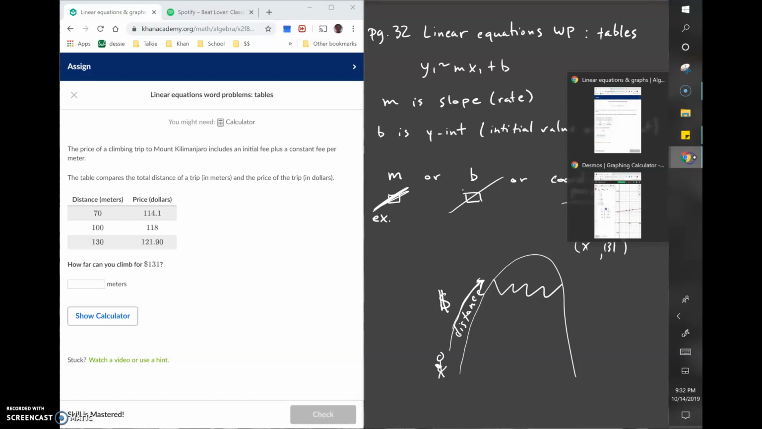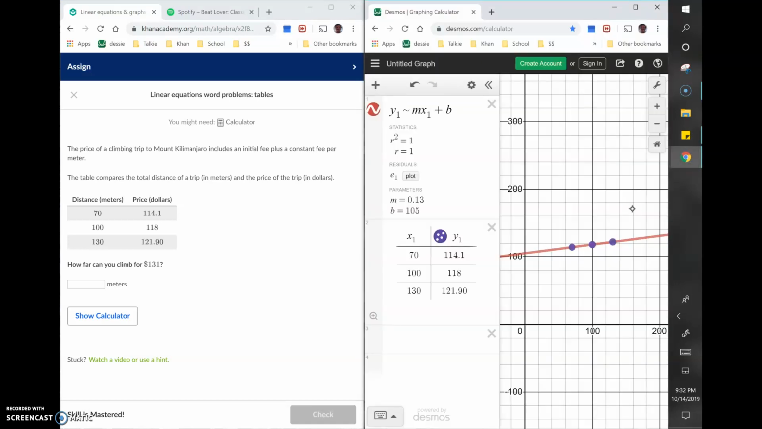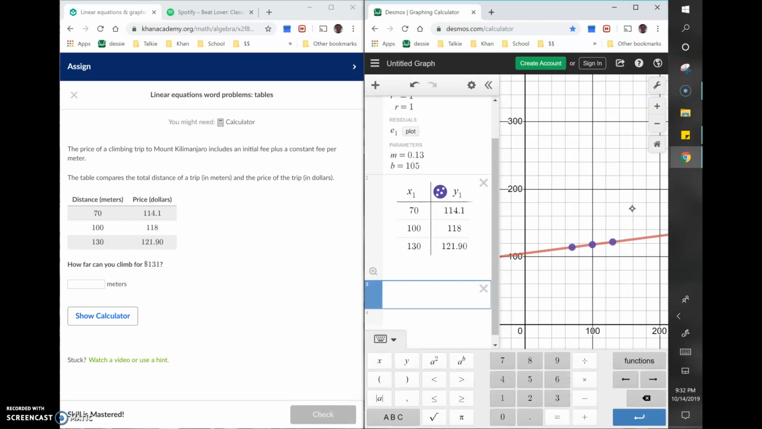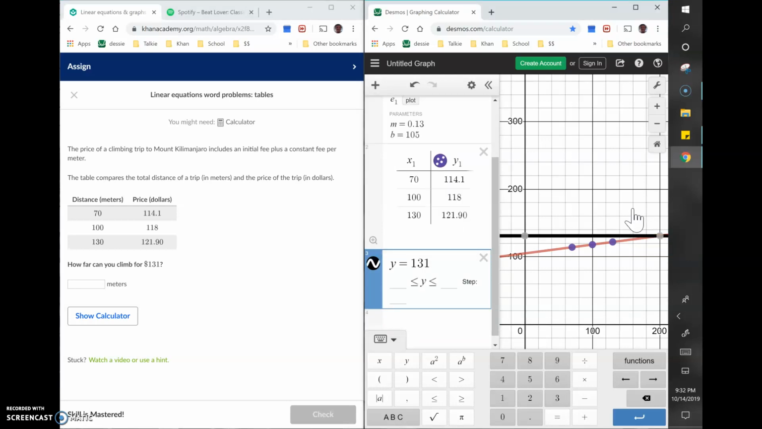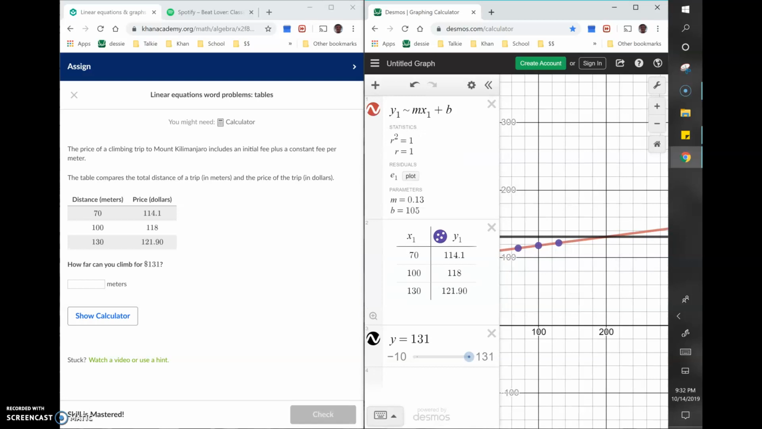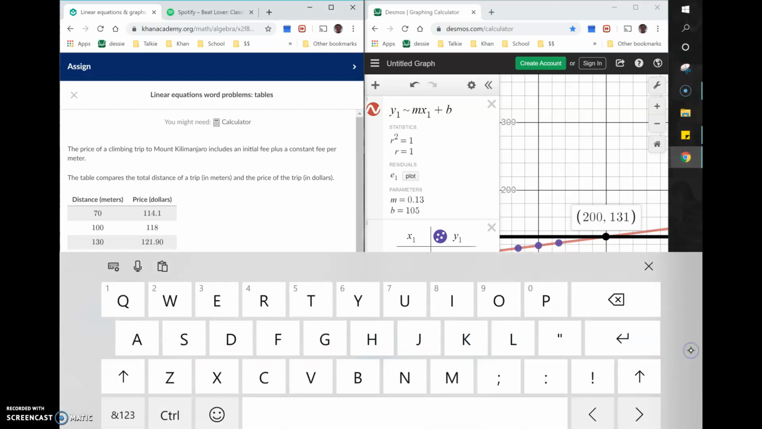So I'm going to head over to the table. I've already entered it in. We've got this line right here. We're going to create another line. This time this line is going to start with y equals, because the value it gives us is a y value, 131. We're going to use this black line to help us find the right coordinate point. So for $131, this person can climb 200 meters.